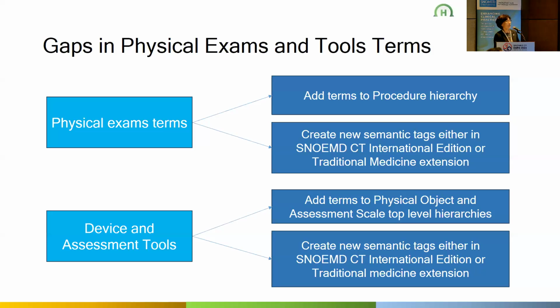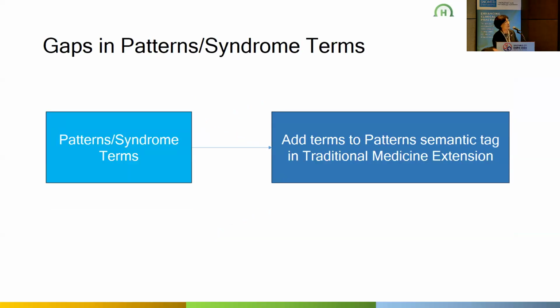Device and assessment tools. During my mapping assignment, I saw quite a few tools used in Western medicine, so I added those tools to the assessment scale top-level hierarchies. And there are devices that we could add to the physical object semantic tag. So it was easy to resolve. Regarding patterns, Young already created a pattern semantic tag. So we could really easily model using the theoretical entity concept in traditional medicine.